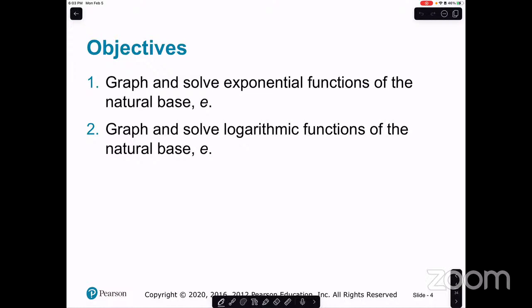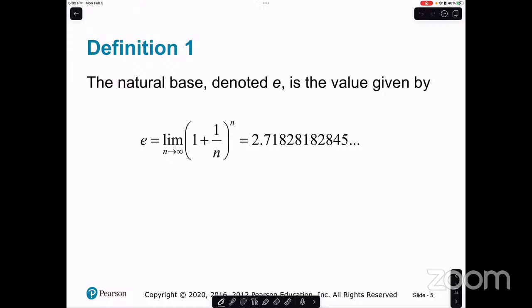The natural base e is the value given by the limit as n tends to infinity of (1 + 1/n)^n. When you evaluate that limit, it eventually gets to the decimal approximation 2.7182, and so on.